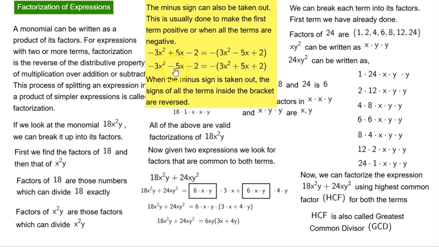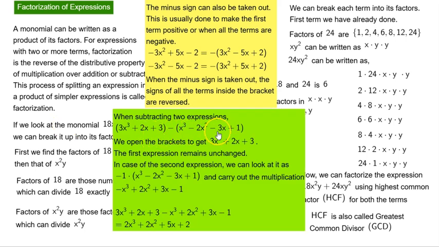Similarly, if all the terms in the given expression are minus, then also we can take it out. So minus, within brackets, 3x square plus 5x plus 2. So when the minus sign is taken out, the signs of all the terms inside the bracket are reversed.